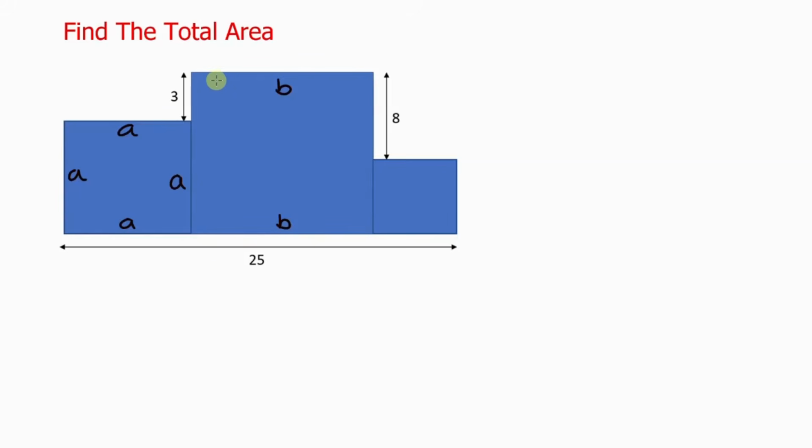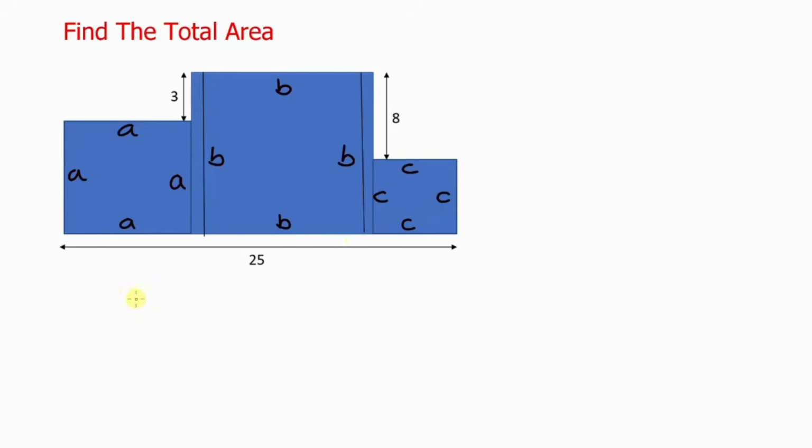Now let's name the height as well. The height starting from here down to this place should be B as well. On the other side, the height from here down to this place should also be B. Now, what about the smallest square? We can call that C. That means here is C, here should be C, here should be C, and here should be C.